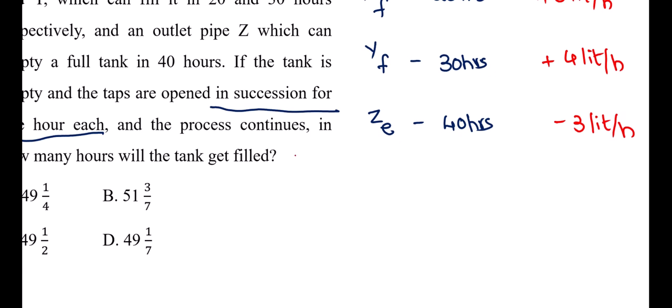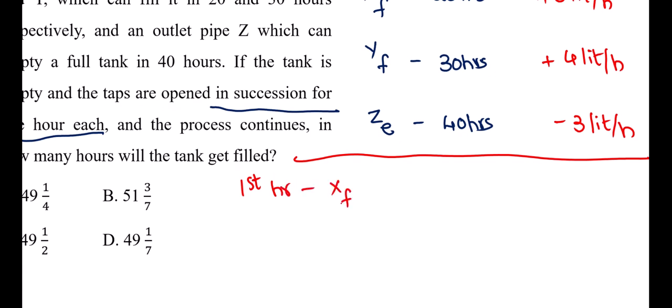Now, up to this point okay, but the excellent thing in the question is that every hour, the tank is empty, 0 liters at that time. The taps are opened in succession for 1 hour each, and the process continues. What that means: first hour only X is open, second hour only Y is open, third hour only Z is open.